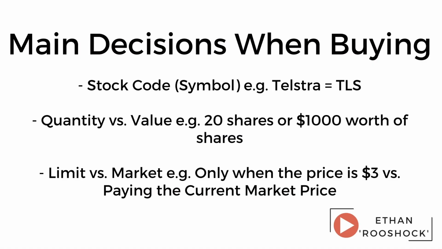And then the next term that is normally the most confusing term for someone starting out is it will say at limit or at market. So an at limit purchase is when you set a price that you want to purchase those shares for. So say you set a price of $3. That order won't be executed until the price falls to that price.